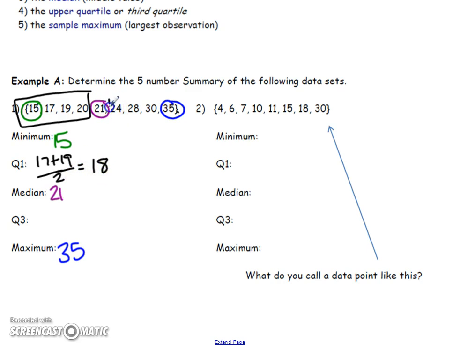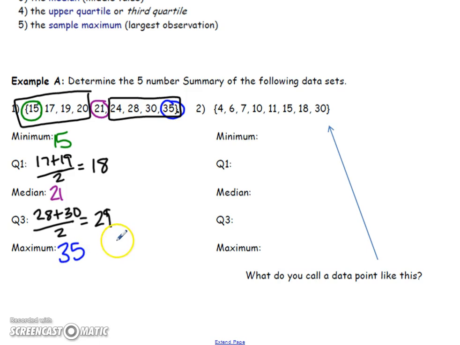For quartile 3, I'm going to do everything above the median. And again, I have 4 values. So I'm going to find the average between 28 and 30. And that value comes out to 29. So here's my 5 number summary: 15, 18, 21, 29, and 35.